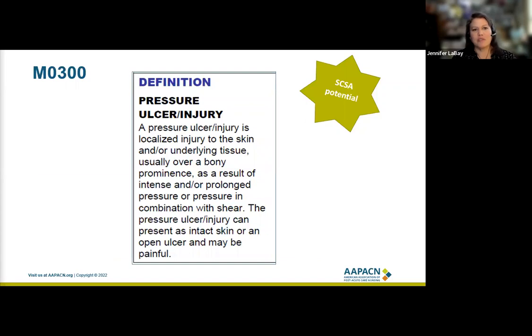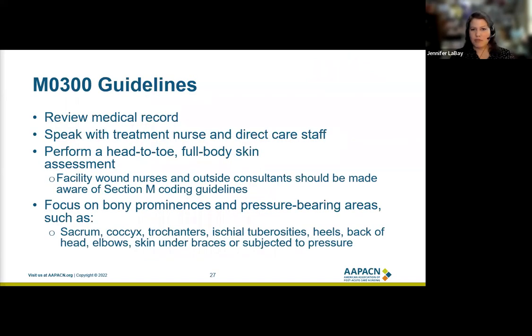So we have our definition of our pressure ulcer injury. This is where we're going to be looking for significant change. There's significant change potential throughout this entire section, no doubt. Pressure ulcer injury: localized to the skin, underlying tissue over a bony prominence, pressure combined with shear. We need to review the medical records, speak with the nurses who actually have seen the wound, or look at it yourself. As the NAC, you certainly can go out there and take a look at the wound, perform that head to toe full body skin assessment.